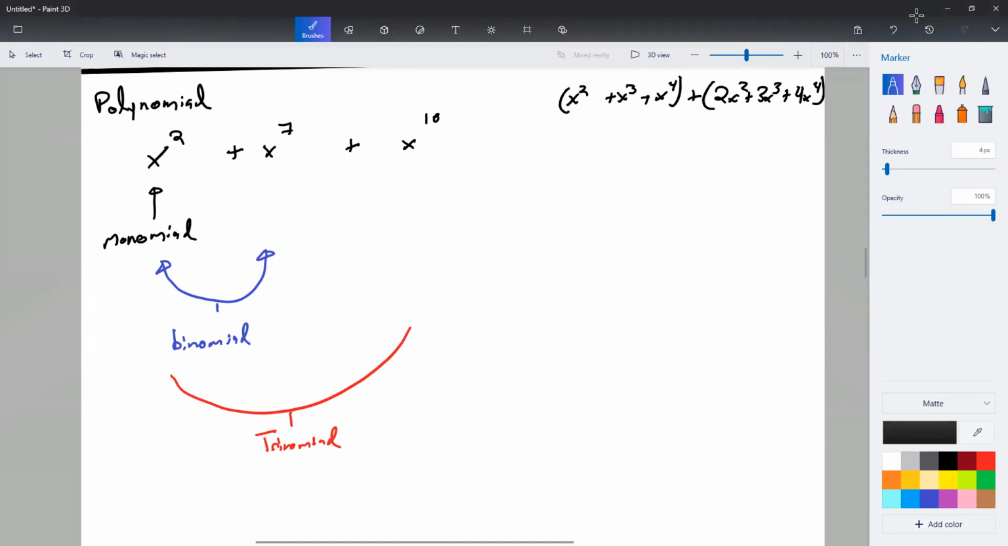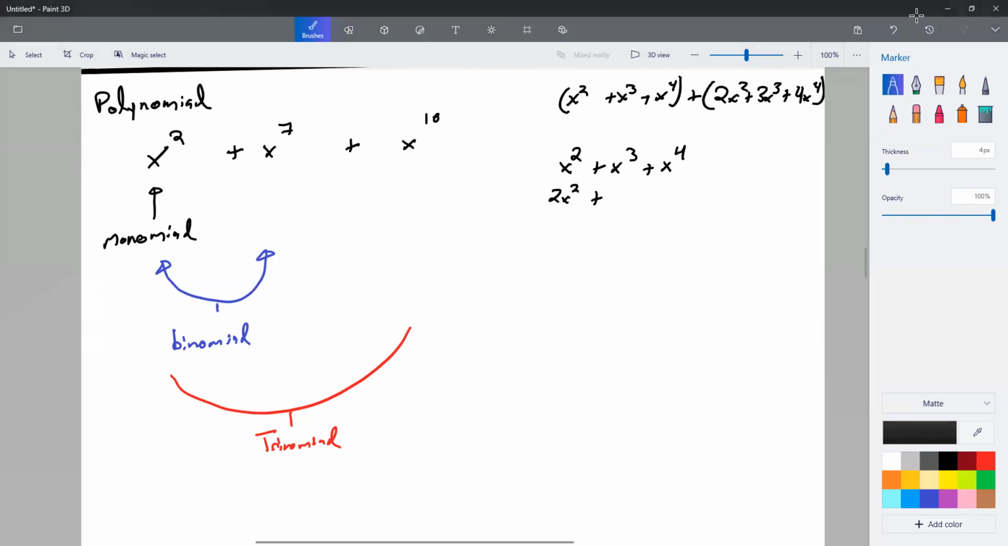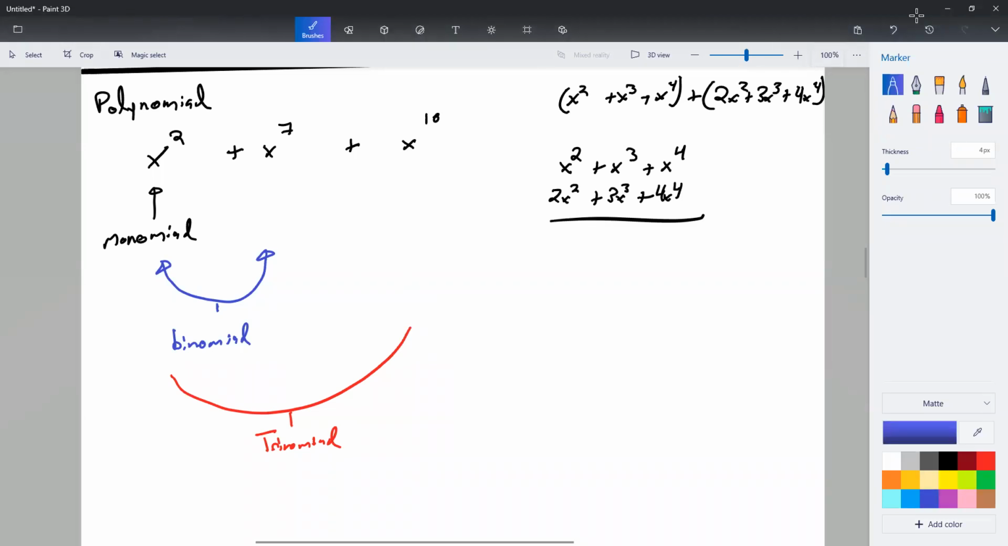Now, the way you actually go about adding this, it's really simple. You can basically just stack them, because you're going to add like terms. So cubes go with cubes, squares go with squares. So 2x squared plus 3x to the third plus 4x to the fourth. When we add these, we call these like terms because they have the same variables and the same exponent for every single one of them. So we can add like terms. We can subtract like terms as well if we add negatives in here.